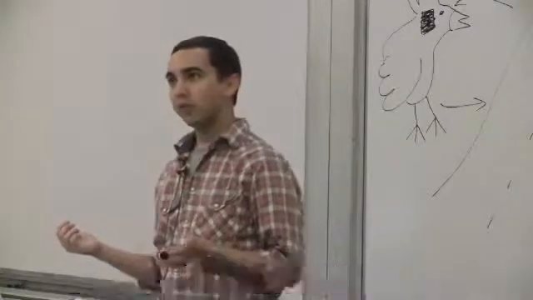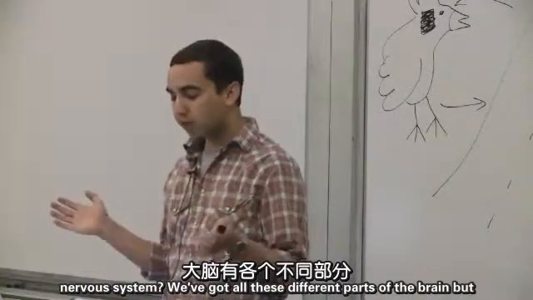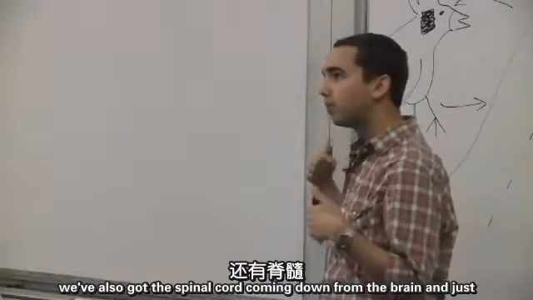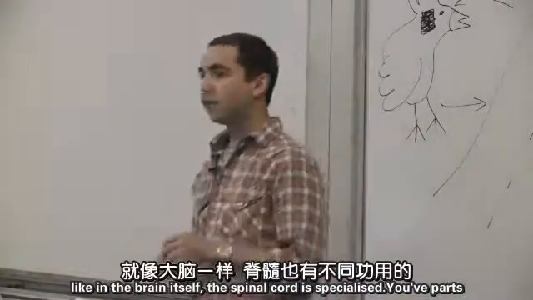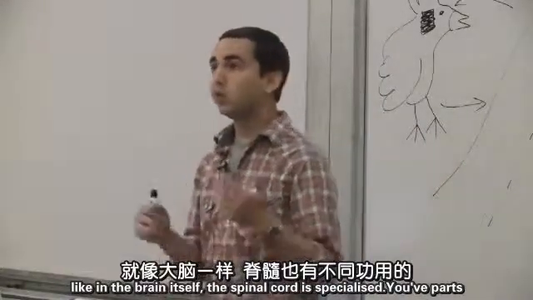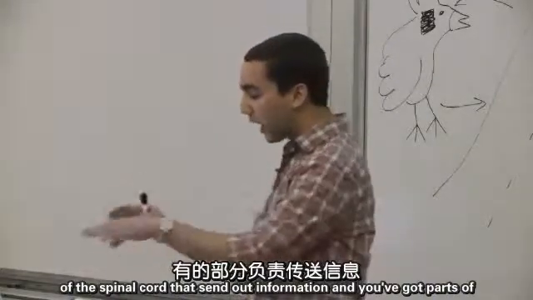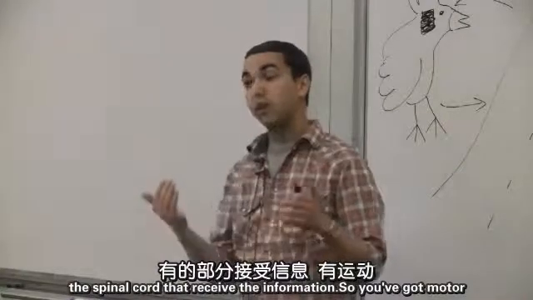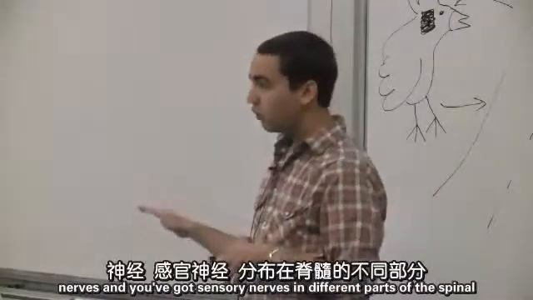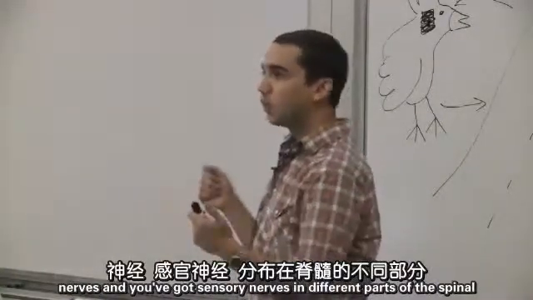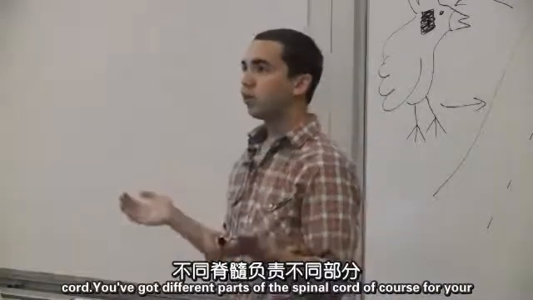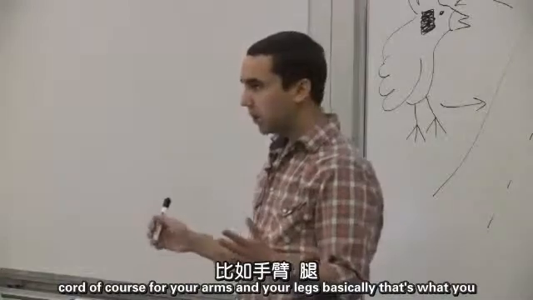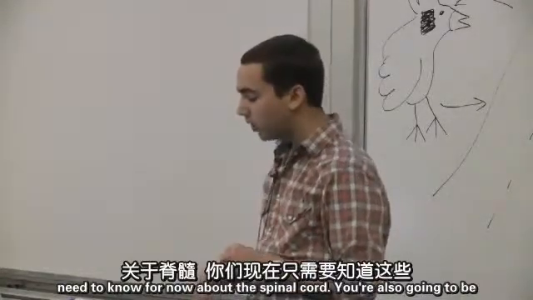So what else do we have in the nervous system? We've got all these different parts of the brain, but we've also got the spinal cord coming down from the brain. And just like in the brain itself, the spinal cord is specialized. You have parts of the spinal cord that send out information, and you've got parts of the spinal cord that receive the information. So you've got motor nerves and you've got sensory nerves in different parts of the spinal cord. You've got different parts of the spinal cord, of course, for your arms and your legs. Basically what you need to know for now about the spinal cord.